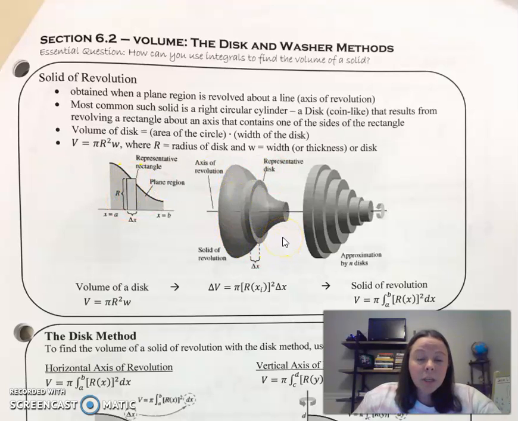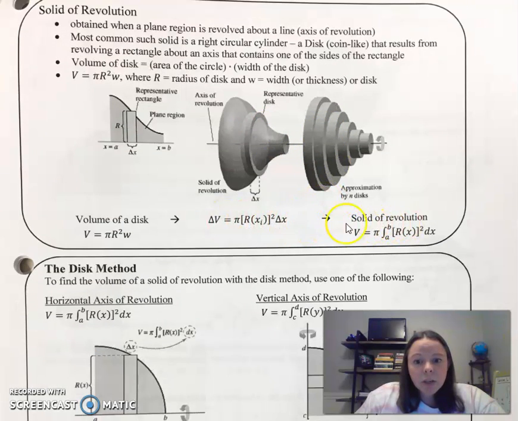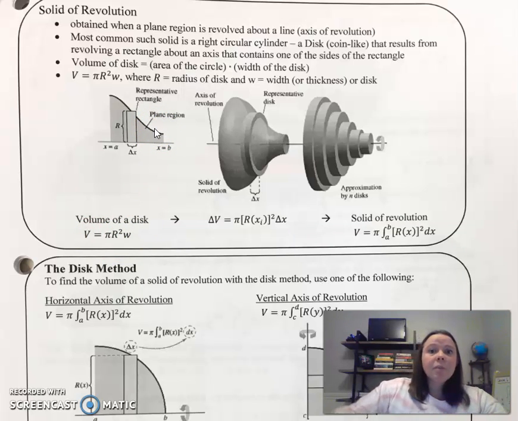Then we're going to take that same idea of adding infinitely many rectangles together, and now we're stacking or adding infinitely many cylinders or disks together to give us the volume of this three-dimensional shape. Now, the volume of a disk or cylinder is pi r squared. Remember, it's the base, pi r squared, times the height.